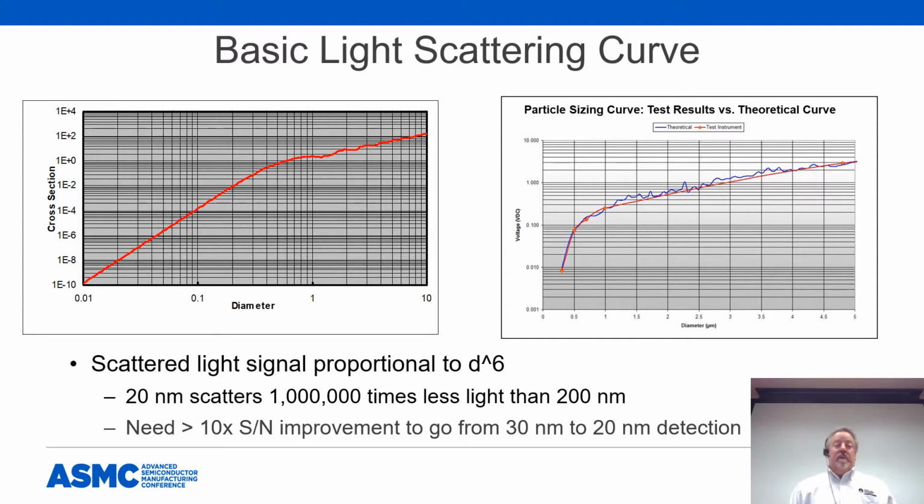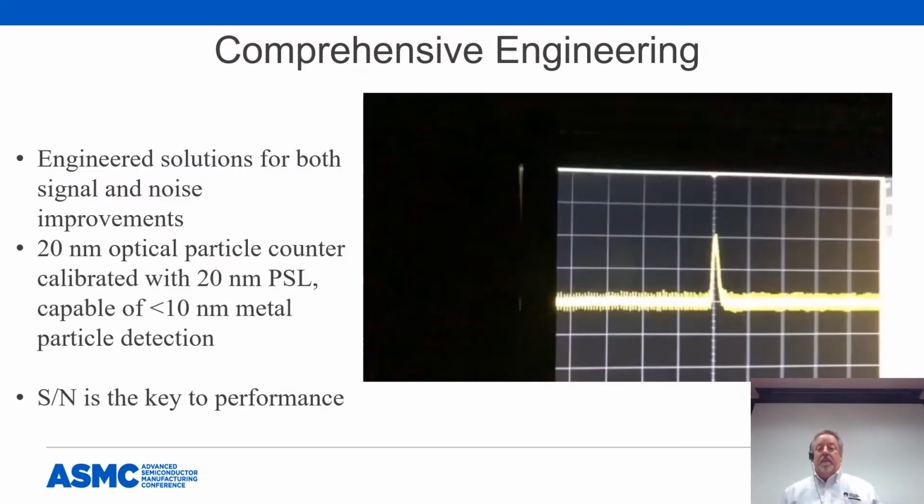So if you look at the plot on the left, this is a log-log plot. It's easier to see these smaller diameters, but basically if you're changing an order of magnitude in particle diameter, so if you're going from a 200 nanometer particle to a 20 nanometer particle, it's going to scatter 10 to the 6th times less light, so 1,000,000 times less light scattered by a 20 nanometer particle than a 200 nanometer particle. And so this relationship means that if you want to go from even 30 nanometers down to 20 nanometers, you need to have a 10x performance improvement in your signal to noise to get that kind of particle counting performance. So it's quite a challenge to make small improvements in particle detection.